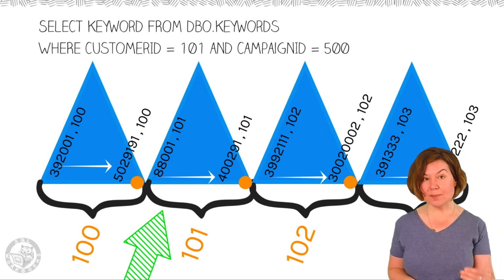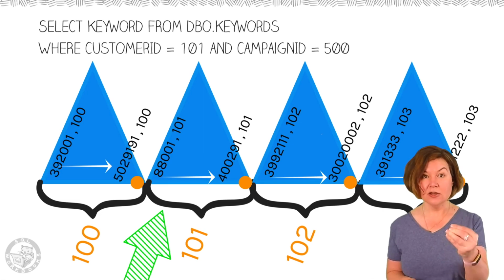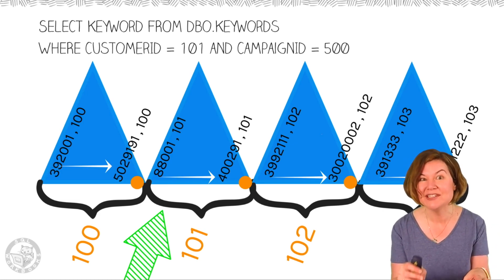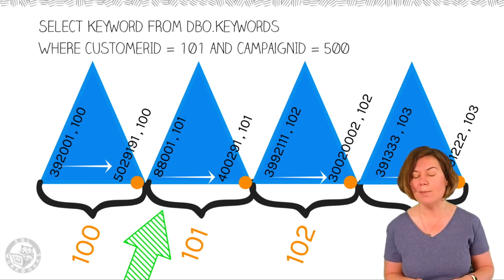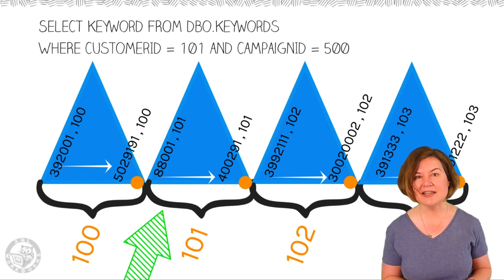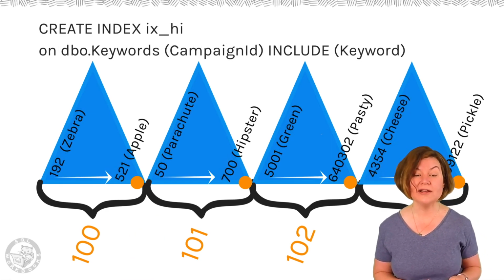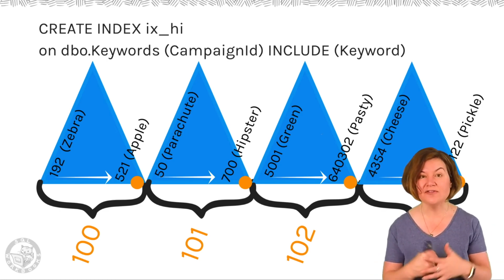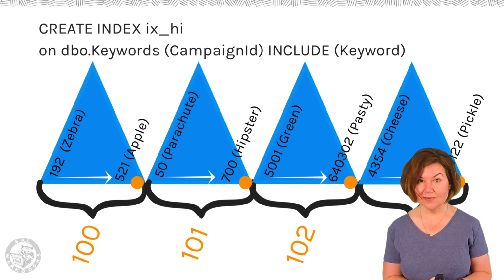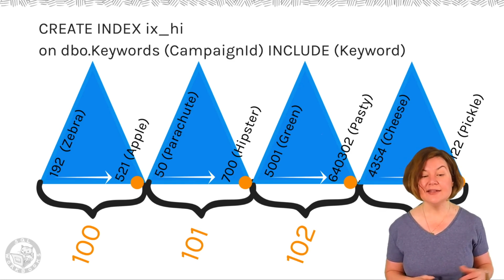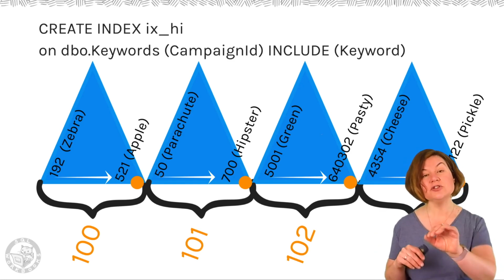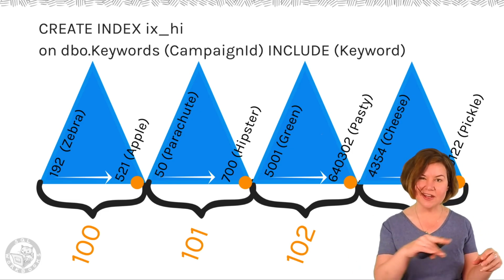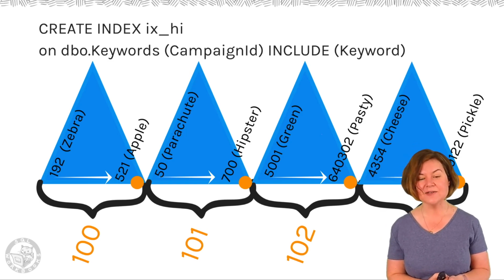As long as I am specifying the partitioning key as a predicate in my query and I'm not having something like a bad type of implicit conversion happening, there are things that can screw up partition elimination. I can go straight to that partition and either do a seek or a scan in it. In this case, let's say this is a query that's run often and I do want it to be fast. I can create a non-clustered index on campaign ID. And I'm even going to include that keyword column so that it rides along in the leaf of that index.